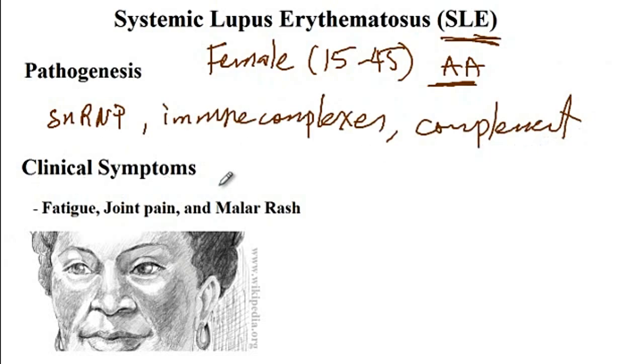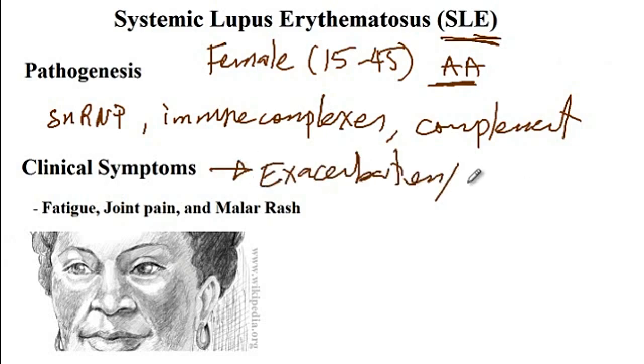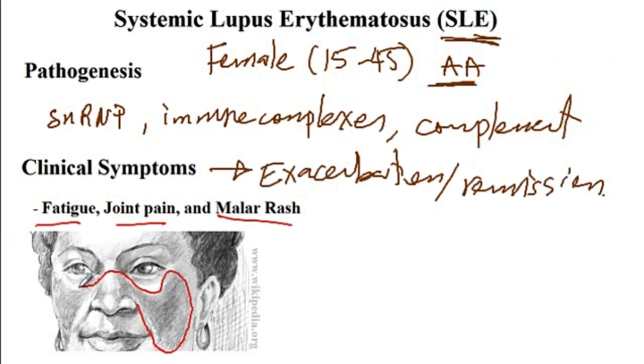So there are many different tissues that are affected in SLE, and the clinical symptoms present with an exacerbation and remission course. So fatigue, joint pain, as well as malar rash are the most common features of SLE, and malar rash is a butterfly rash over the cheek and bridge of the nose. So just keep in mind that malar rash is one of the most common features of SLE.